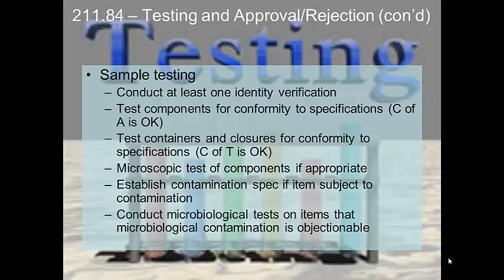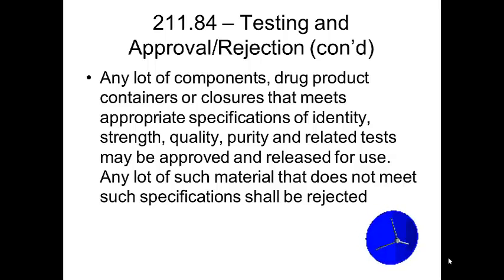Look for those things, and conduct microbiological tests on items if it is indeed microbiologically viable and contamination may be present. Continuing on with this, any lots of components, drug products, containers, or closures that meet those requirements for ID, strength, quality, purity, related tests may be approved, and those lots that don't are rejected.